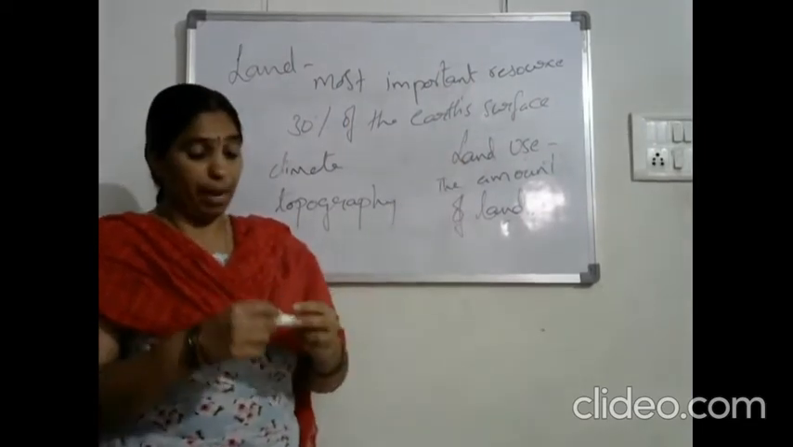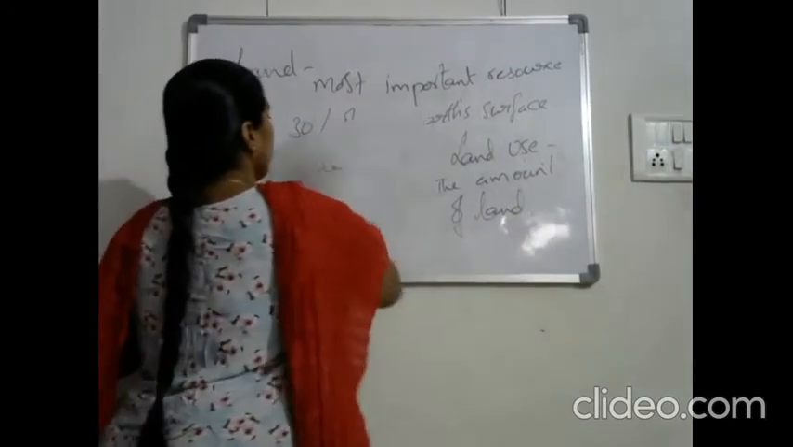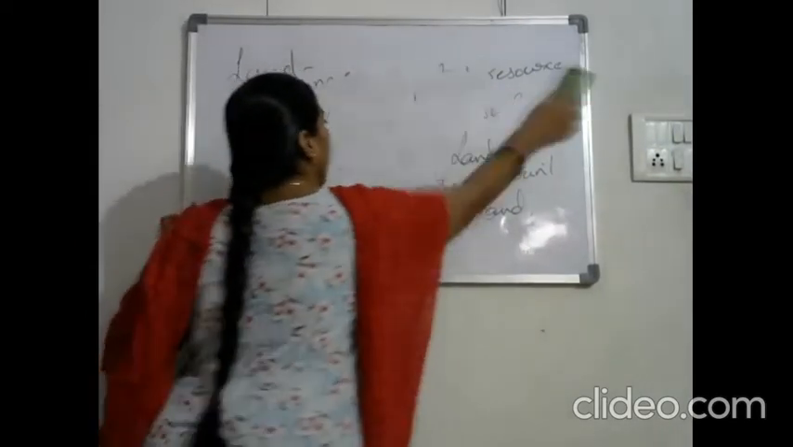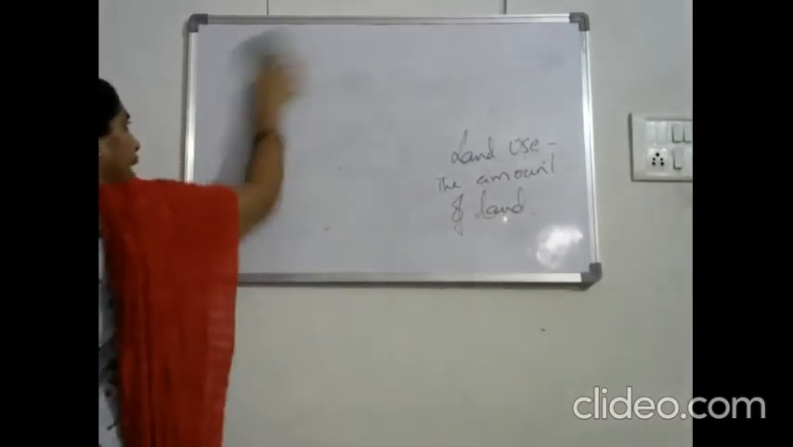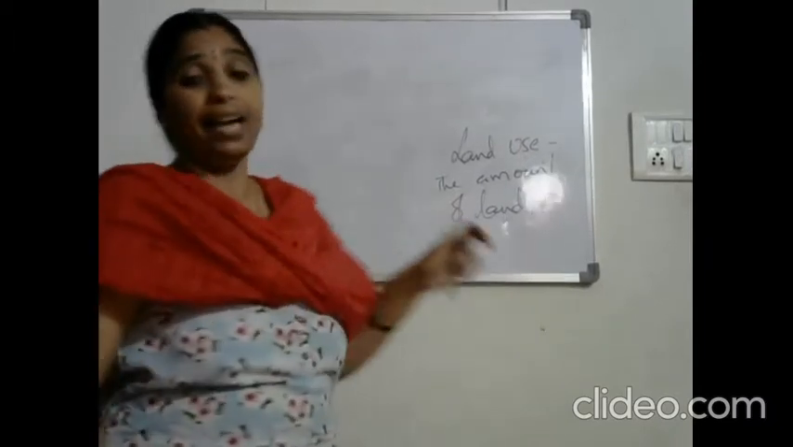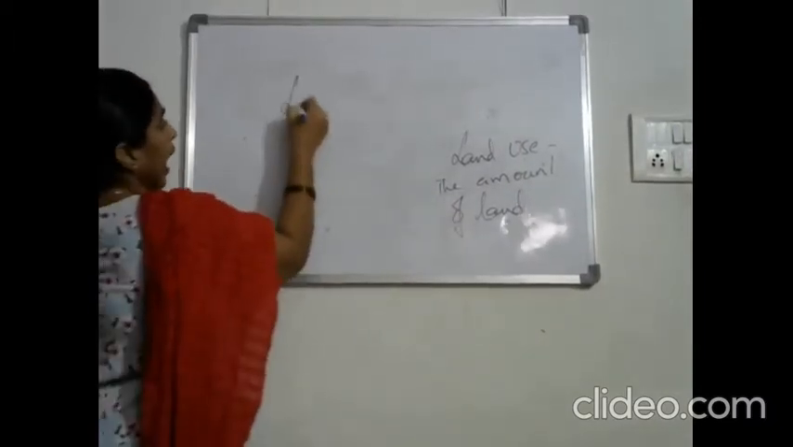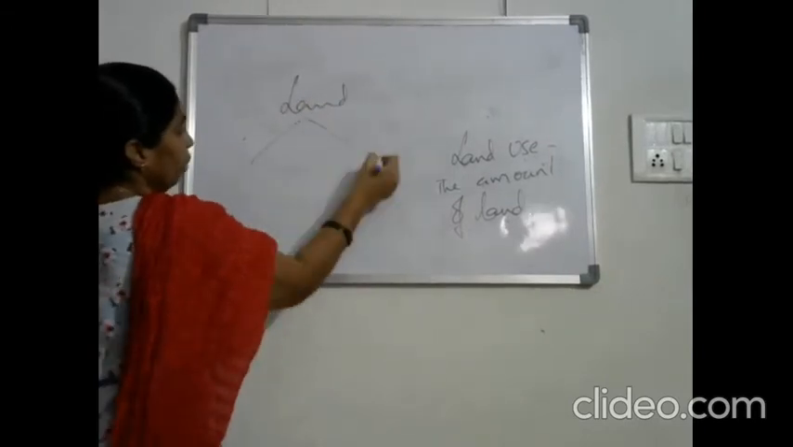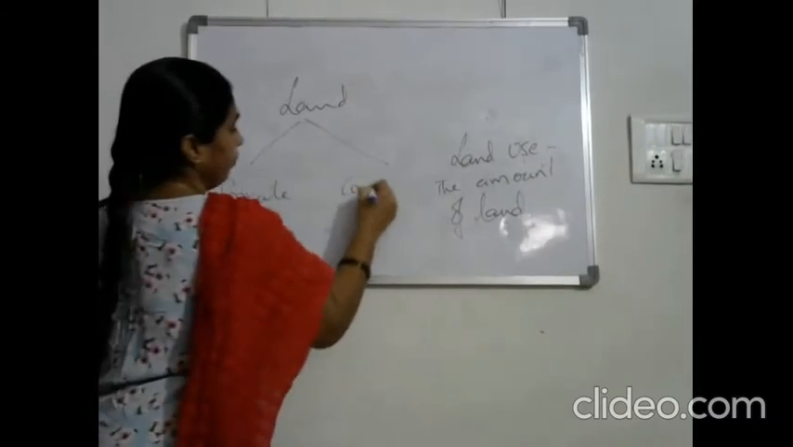When it comes to land usage, there are two types of land. What are the two types? Private land and community land. So, what is private land? Private land is the land which is owned by an individual. Land is again divided into two types: private and community.